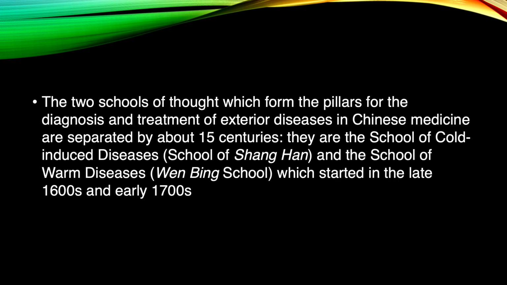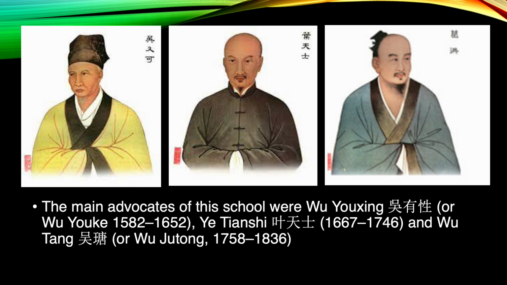The two schools of thought which form the pillars for the diagnosis and treatment of exterior diseases in Chinese medicine are separated by about 15 centuries. They are the school of cold-induced diseases, the school of Shang Han, and the school of warm diseases, Wenbing School, which started in the late 1600s and early 1700s. The main advocates of this school were Wu Youxing, Ye Tianshi, and Wu Tong.